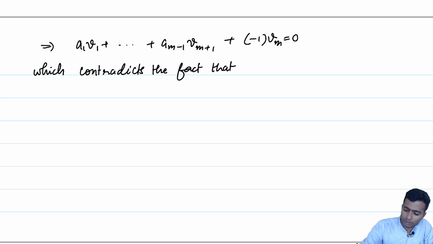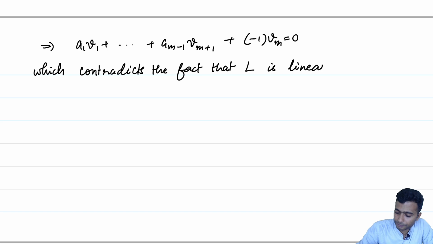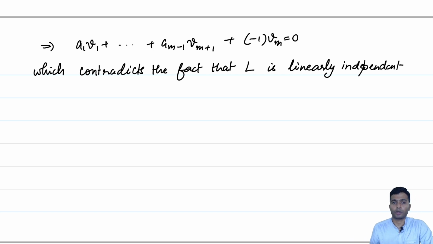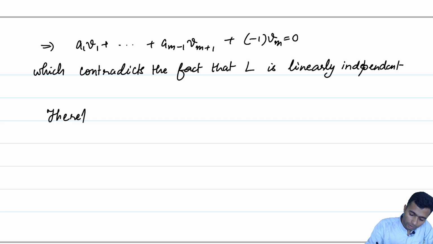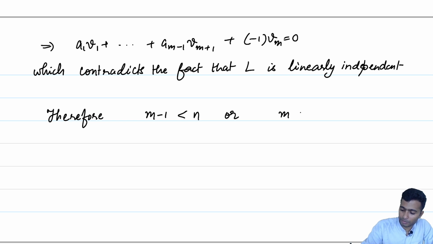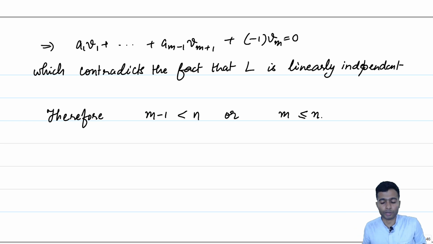This contradicts the fact that L is linearly independent, and therefore, m minus 1 cannot be equal to n. So m minus 1 is strictly less than n, or m is less than or equal to n. They are all integers, right. So, m is less than or equal to n. So, we have established that much.